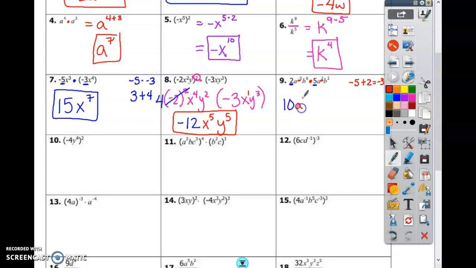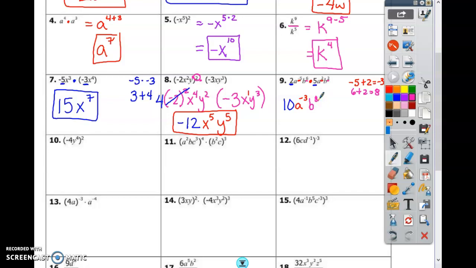So that's A to the -3 power. And then the B's, that's 6 plus 2. 6 plus 2 equals 8. So I have 8 B's, B to the 8th power.